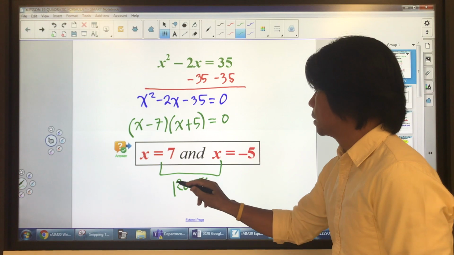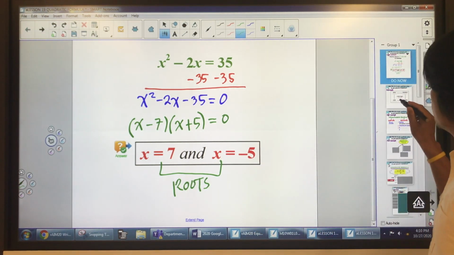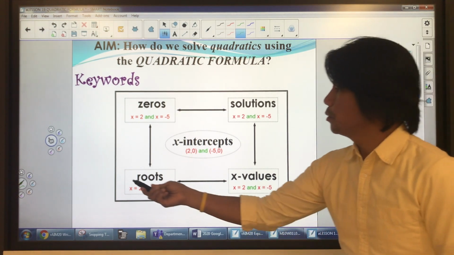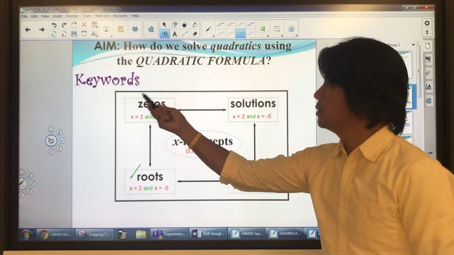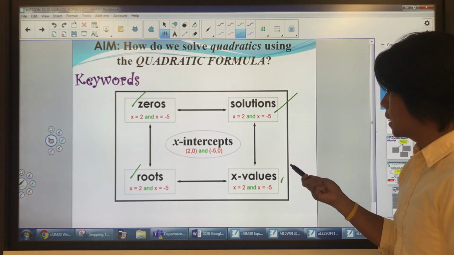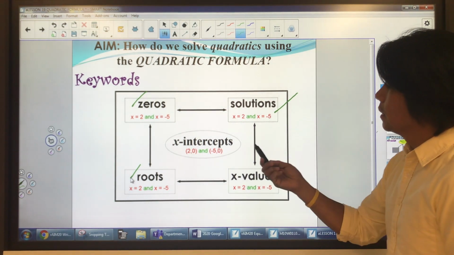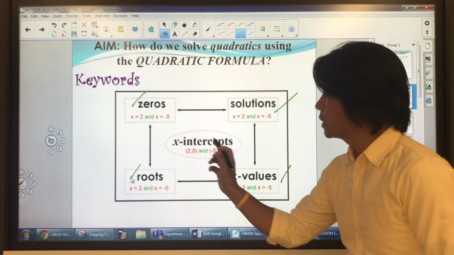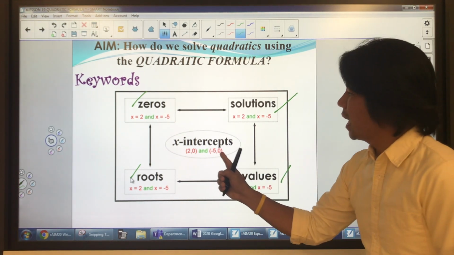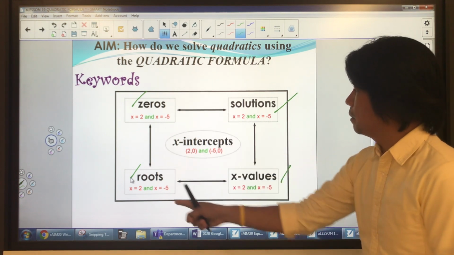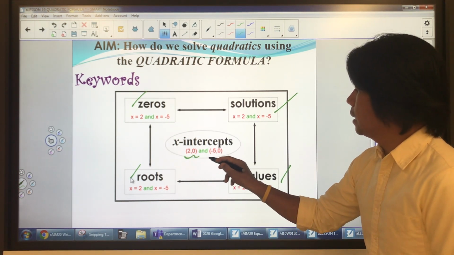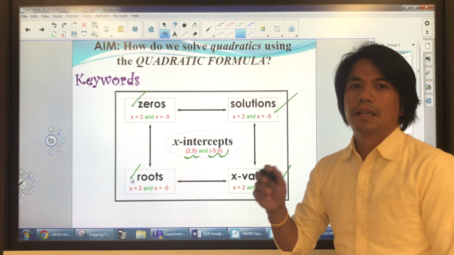Speaking of roots, there are several ways to call them. Sometimes you will see zeros, or solutions of quadratics, or x values. Now, if you notice, inside it says x-intercept. So what makes x-intercepts different from the other forms? These are written in coordinates. Clear?